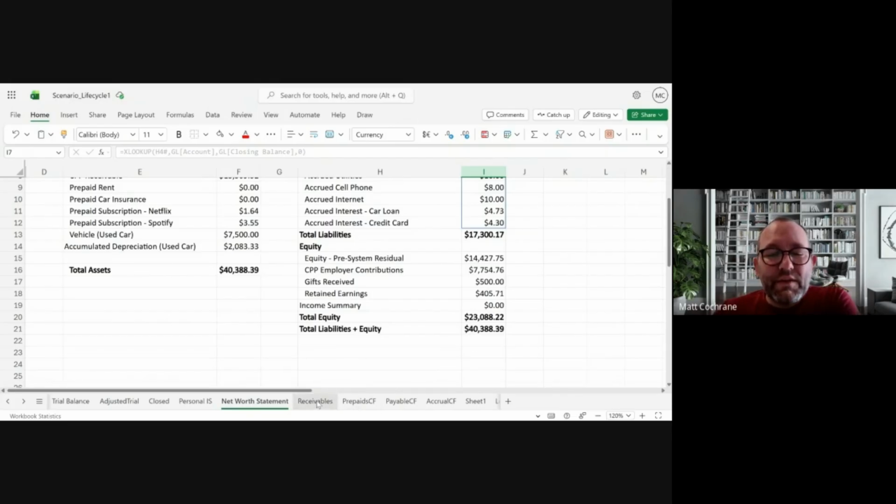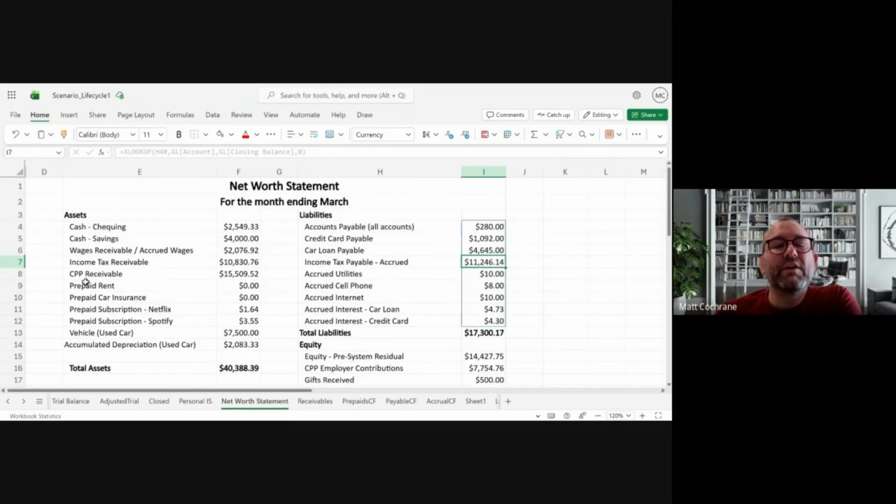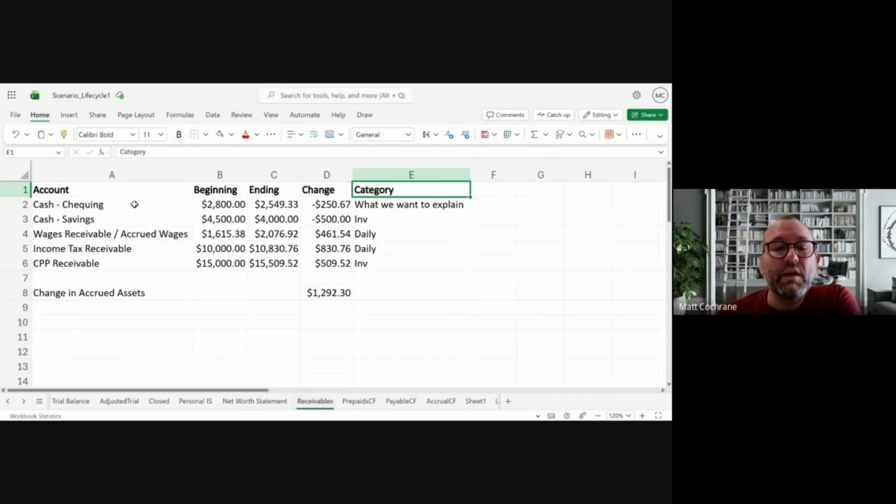What we have to do is we have to create a number of schedules. The first one is receivables. And all I'm taking is all of the different accounts in our net worth statement, okay, that are not prepaids. So cash, savings, wages, income tax receivable, and CPP receivable. We need the beginning amounts and we need the ending amounts. For cash, it's a specific case. This is what we're trying to explain. We're trying to explain with the cash flow statement why the beginning and the ending are not equal, but where that difference comes from, okay?